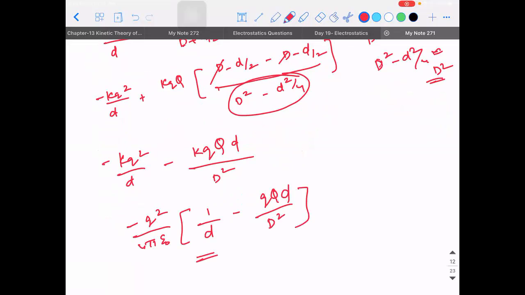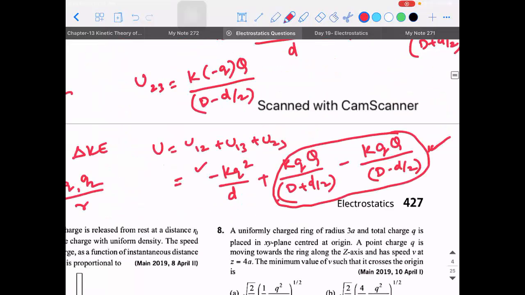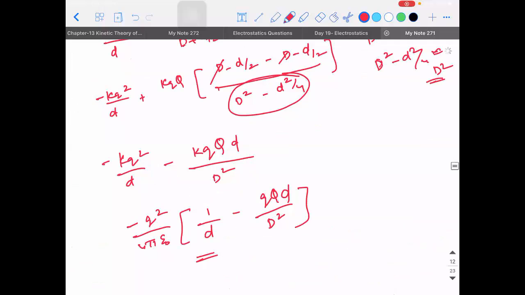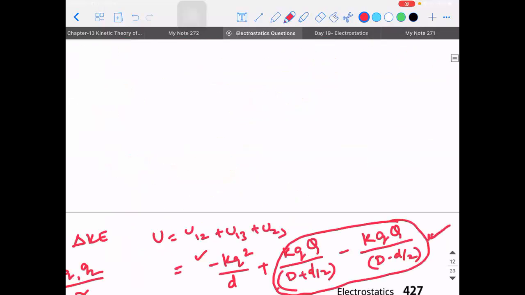Is there an option like this? Yes, sir. I didn't do the proper approximation. Minus q square by 4, that's a mistake. Minus q square, this should be 1. Okay, let's go to the next problem.